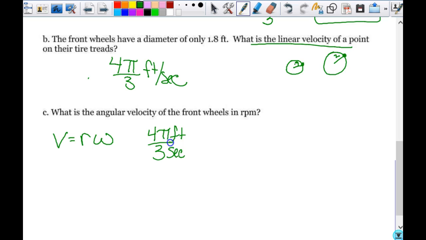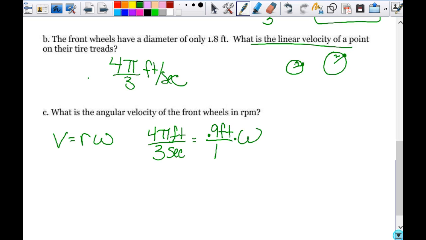And I'm putting the units in there like this so that we can keep up with them, right? That's equal to the radius. Do we know the radius? Yes. The radius is what? 0.9. So this is 0.9 feet times the angular velocity. So if you always think about the things that are not fractions as fractions, when you're dealing with fractions, it's going to make things a little bit easier.